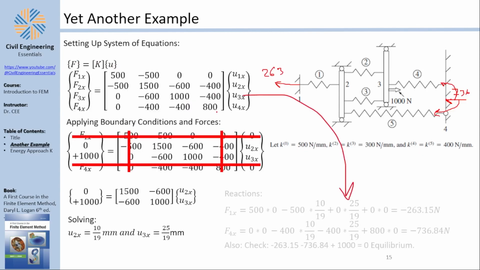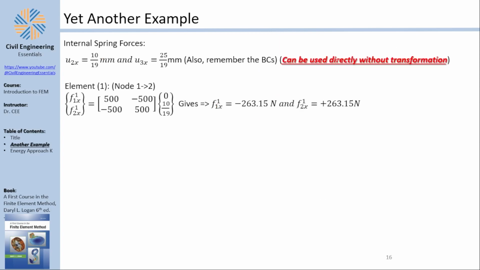And that's what I'm doing here. Notice that you are allowed to use the global U's because there is no transformation. So, element number 1 connects node 1 with 2. So force 1 small and force 2 small. What does it mean? F1, 1x. F small means the local force. This one is the element number. This one is the node number. And this x is the direction. And of course, this will give you negative and positive.